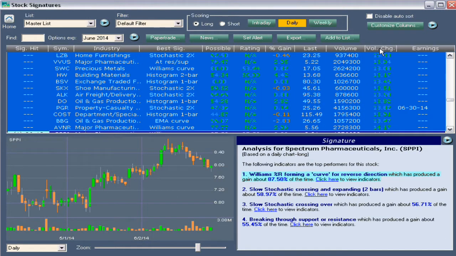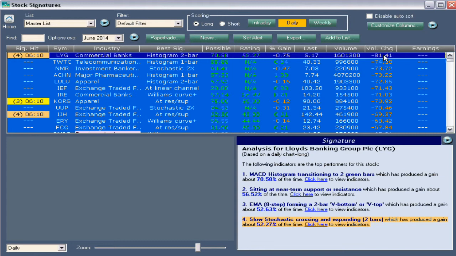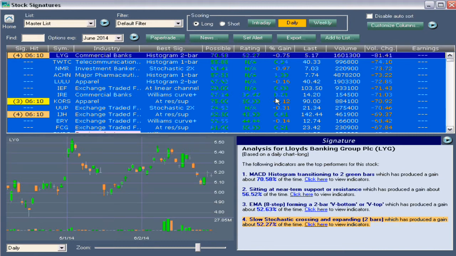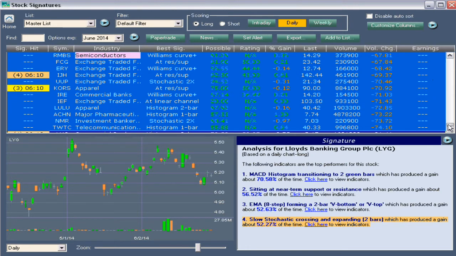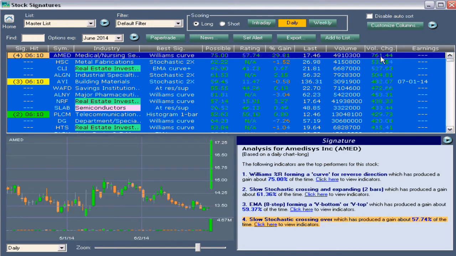Another way I like to sort is by volume change, which is that column there. Volume change means how much more or less volume that stock is doing against its normal volume. This stock here would be a terrible selection because it's 81% below its normal volume. That means there's no trading interest in it, so that's not a good deal. If I sort the other way and look at the high volume stocks, this stock here is trading 760% above its normal. That would be a good pick if other indicators look fine. Its rating is 57.7 and so on.